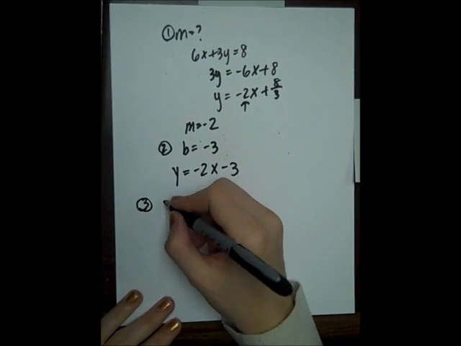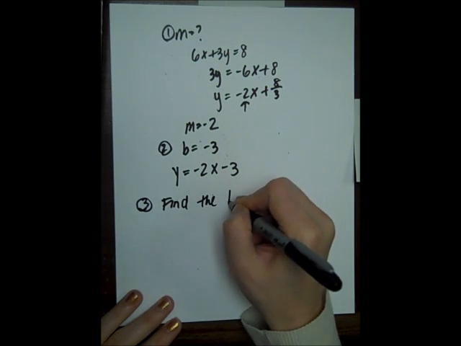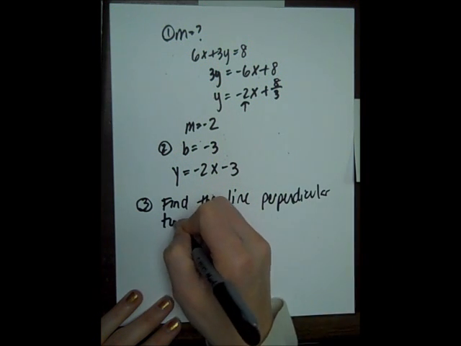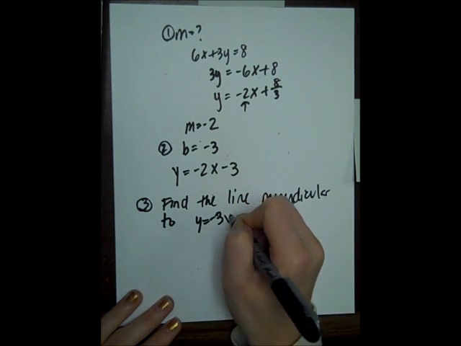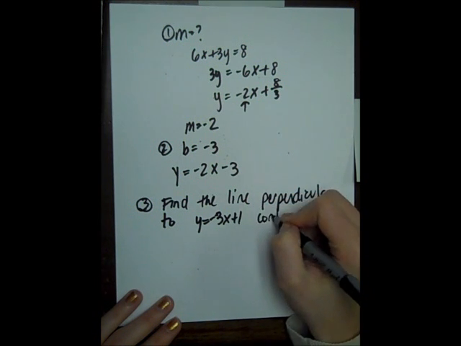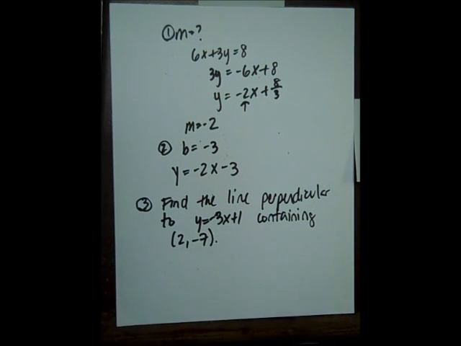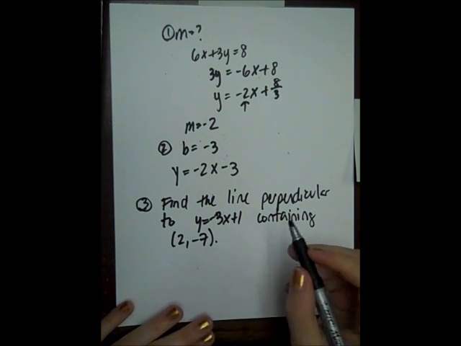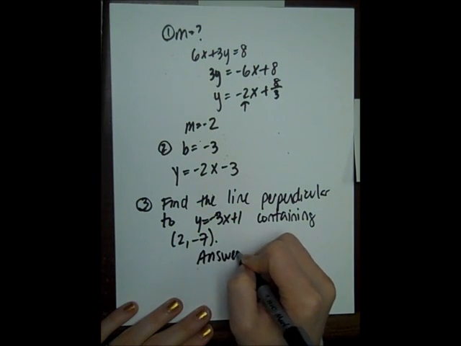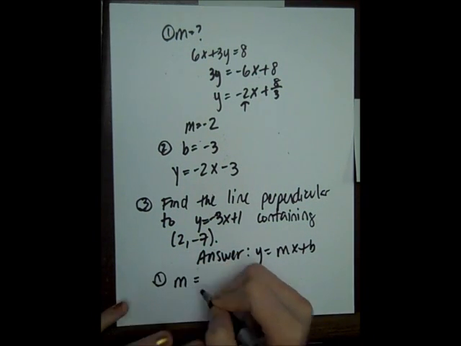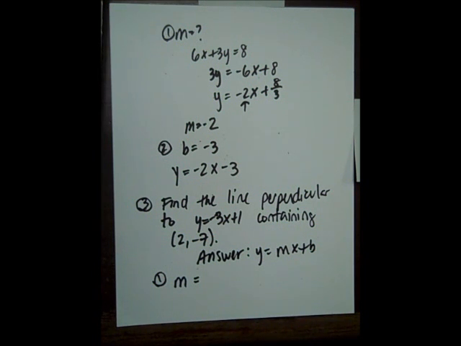Third example, let's find the line perpendicular to the line y equals -3x plus 1 containing the point (2, -7). Okay, so trying to find the equation of a line, the answer has to be y equals mx plus b. First thing I'm going to do is find m. So I'm looking for a line that's perpendicular to the line y equals -3x plus 1.